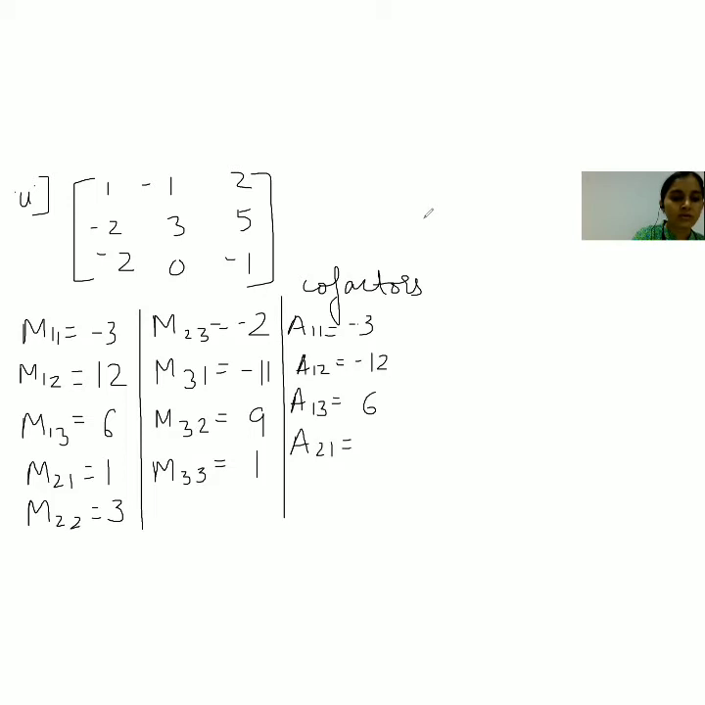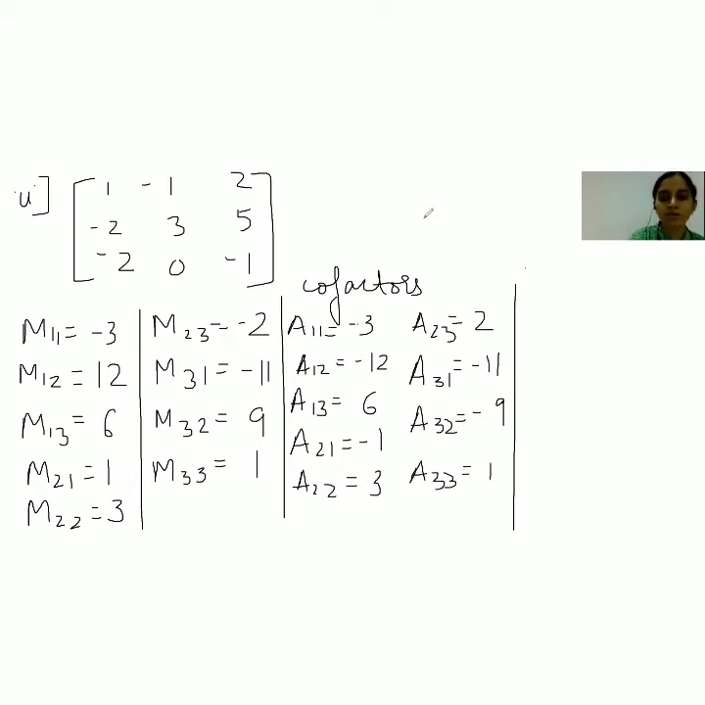A21, odd, sign will change. A22, sign will not change. Okay, then A23, sign will change, so it will be positive 2. A31, sign will not change. A32, again sign will change because the addition is odd, so minus 9. And A33, sign will not change.